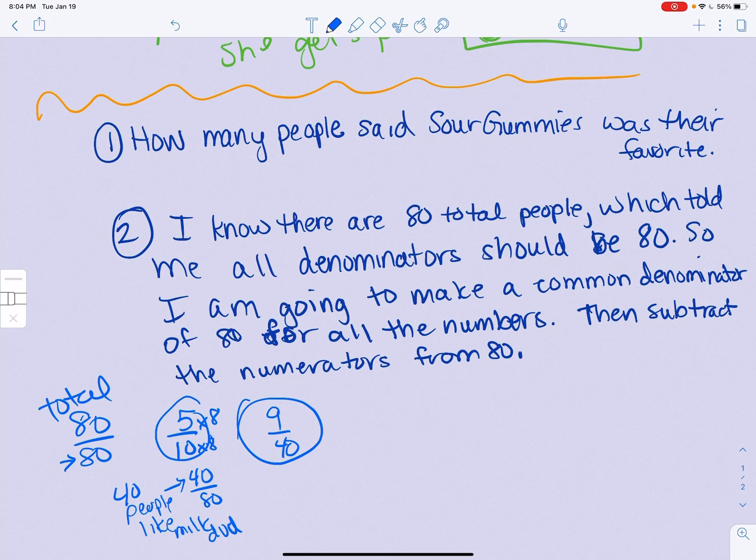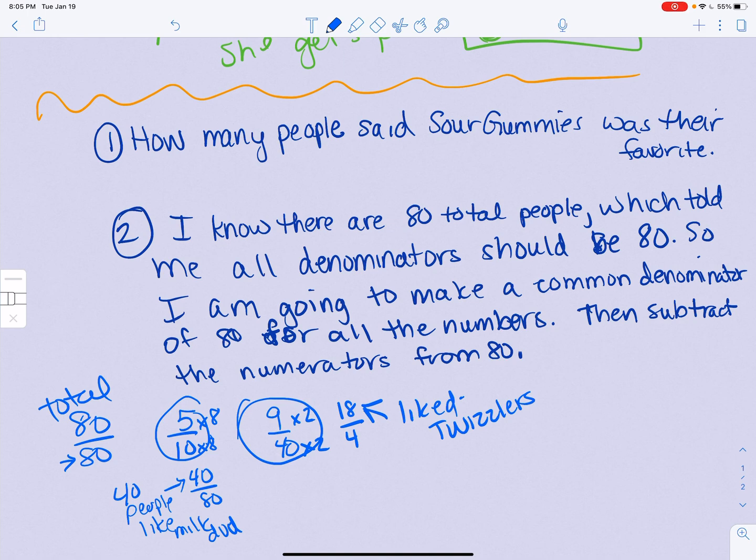Now, over on this one, I still need to make a common denominator of 80. So that's times 2. That's 18 over 80. So 18 people liked Twizzlers. I hate how disorganized this is. But sometimes if you can't figure out the perfect equation, you can still talk about your process and how you got there. Can I figure out an equation? Yes, I can, and tell it to you.